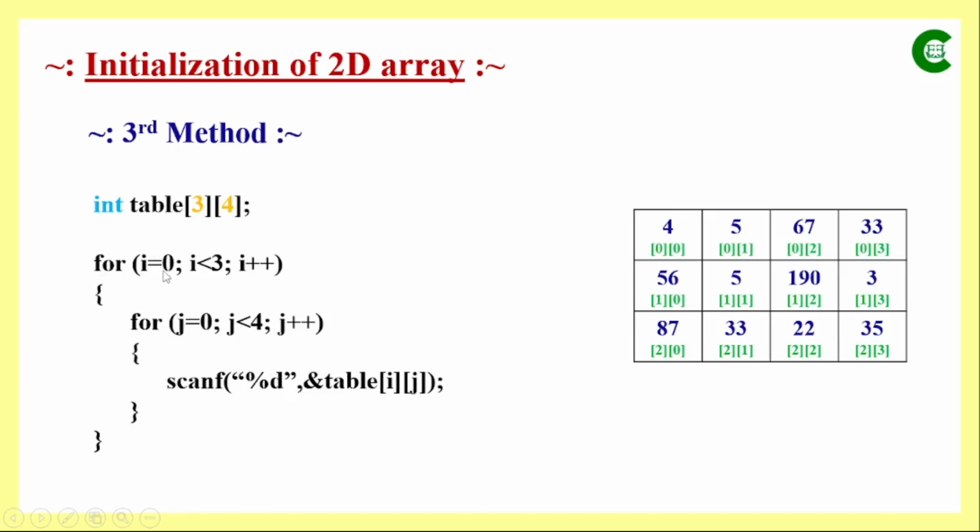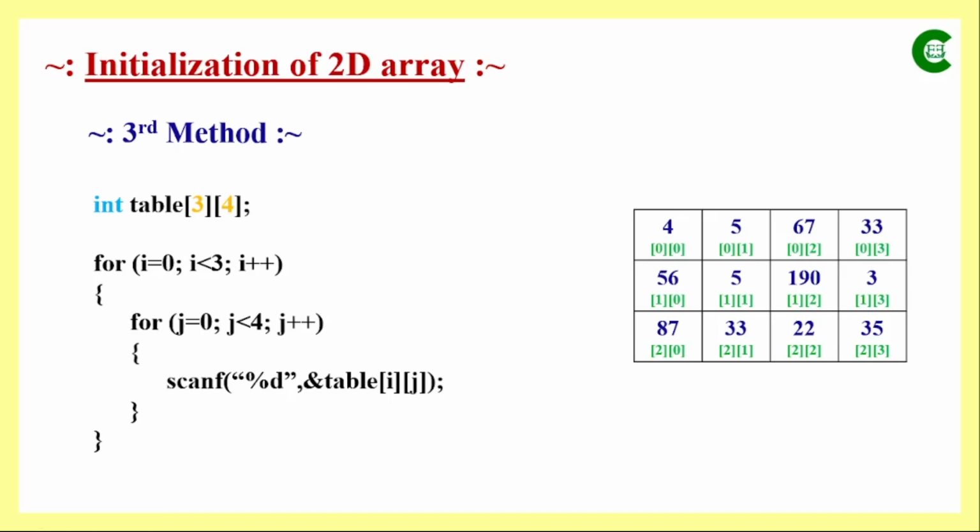The i value this time will be 3. Since the condition of termination of this outer loop is that i should be less than 3, when i becomes 3, the outer loop will be terminated and the control of the program will go to the place after that loop. So this way we can initialize all the elements of a 2D array by using the concept of loop, and this is the most efficient method of initialization.